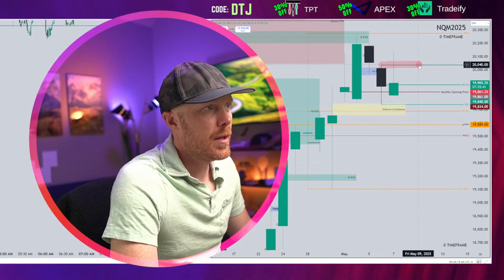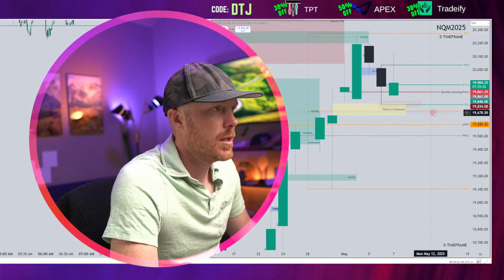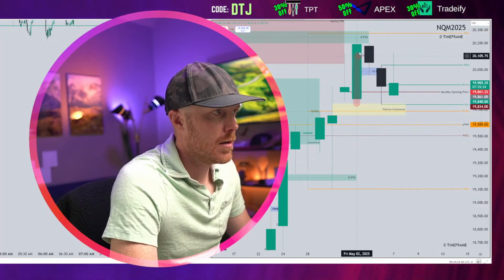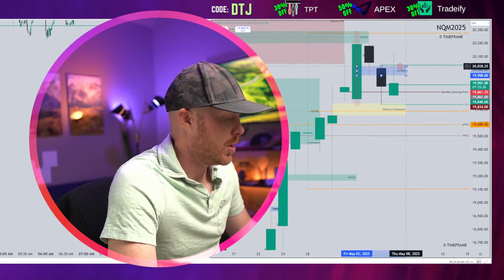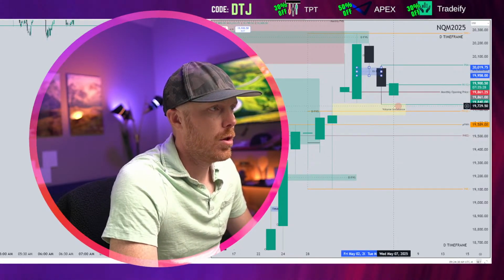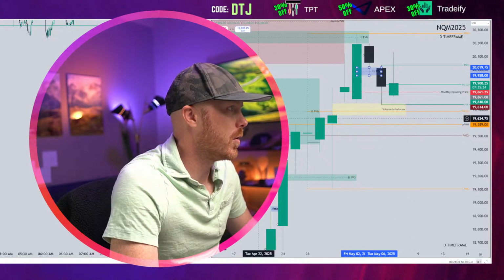The probability of running the high and the low, I understand, is 11%. We did it here. We've already ran this high. So I want to be careful for any move lower. I'm just going to wait for the confirmation lower.